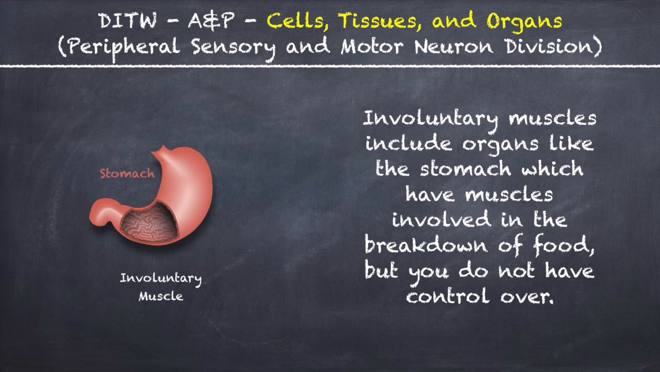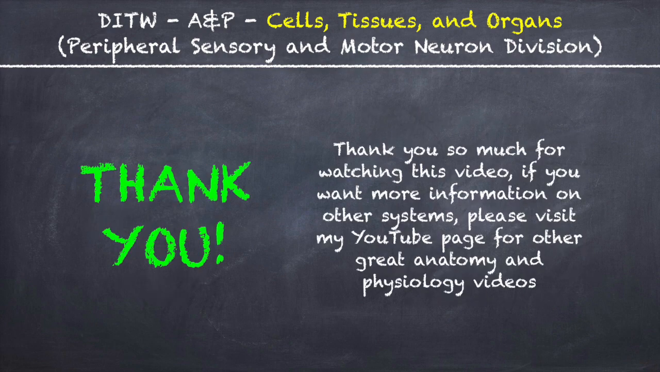Involuntary muscles include organs like the stomach, which have muscles involved in the breakdown of food, but you do not have control over.